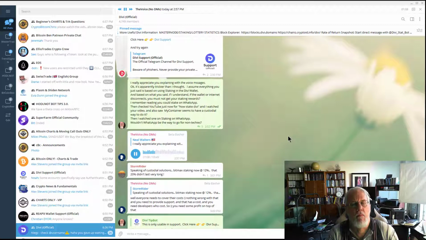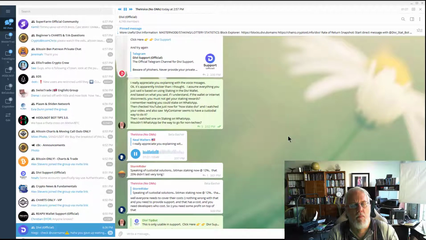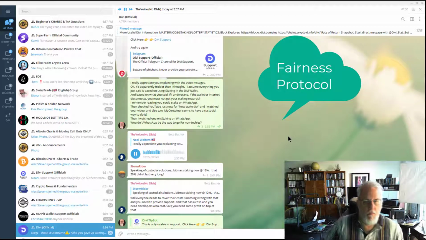Now, to bring this out, staking isn't trickier. It's just a little bit more work, right? And the fact is that when you're staking, just like a masternode, you're chosen for work. And so if you're not online, you don't have the opportunity to be chosen for work. There's a fairness protocol that's running.